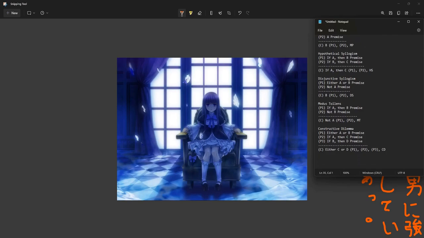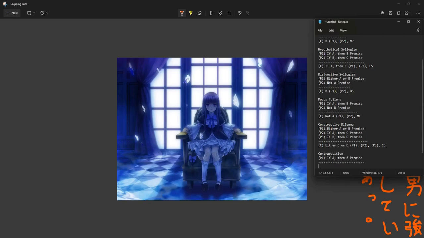And then finally, we have the contrapositive, or as I like to call this, the Jeffrey Epstein proof. P1 will be if A, then B, which is a premise. And we only have one. C would be if not B, then not A, which is P1, comma, cheese pizza.